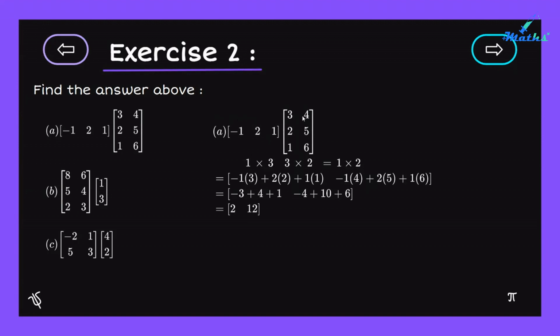And then it will be this whole row times this whole column, and then this whole row times this whole column again. So it's negative 1 times 3, 2 times 2, 1 times 1, plus together. And then another one is negative 1 times 4, 2 times 5, 1 times 6, plus together. We times together and then add together, and then we'll get the answers 2 and 12.